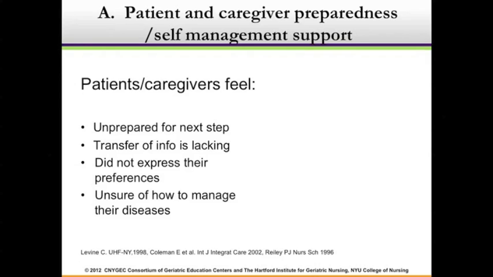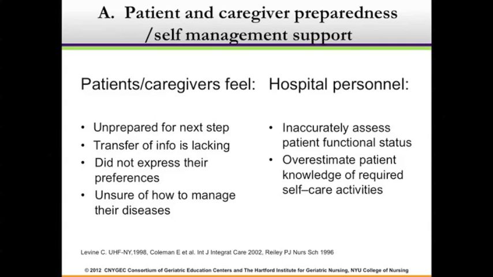Sometimes they feel they haven't expressed their preferences. We're suggesting they go to rehab, but they really want to go home, or they need home care services but haven't told us that, and they're unsure of how to manage their disease. We may have instructed them how to do Lovenox or insulin, but they don't really feel that they can manage that confidently once they're at home.